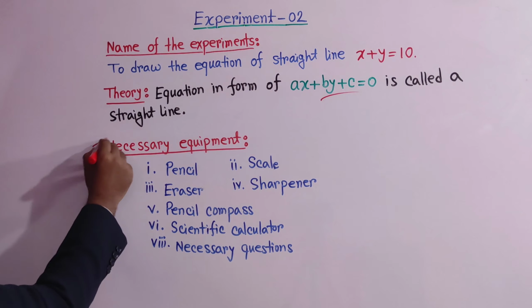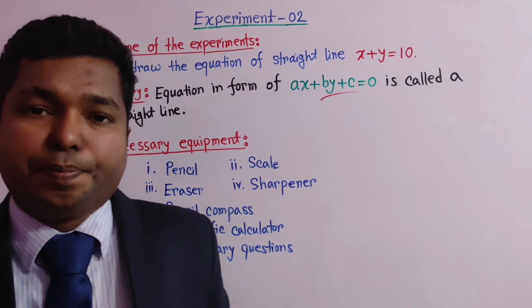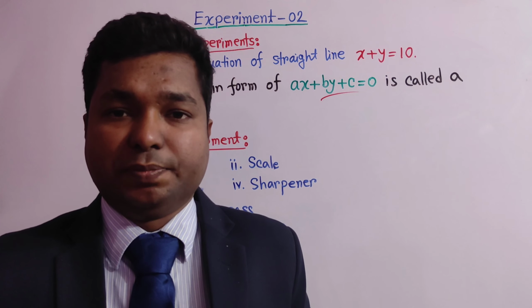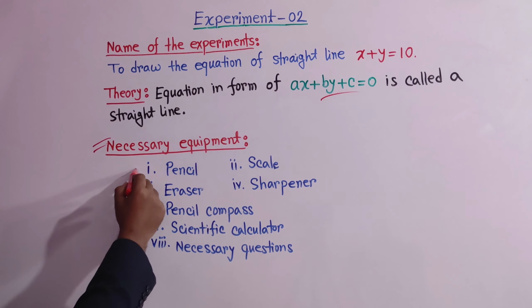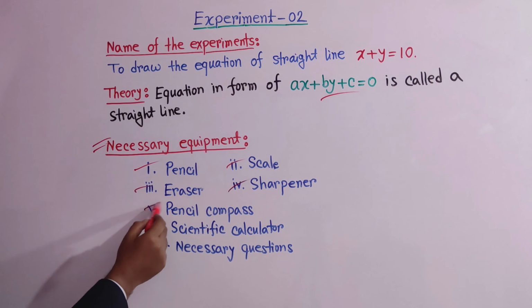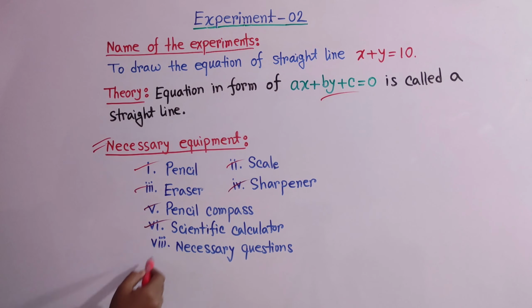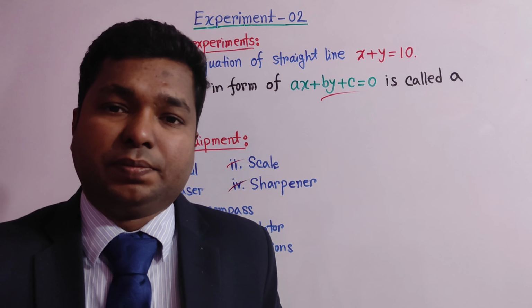Now necessary equipment: in this step you have to write all the necessary equipment to solve the experiment. Here the necessary equipments are pencil, scale, eraser, sharpener, pencil compass, scientific calculator, and necessary question papers. So those are the necessary equipment to solve the experiment.